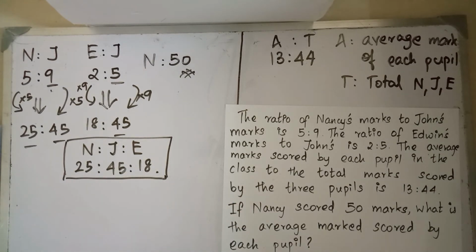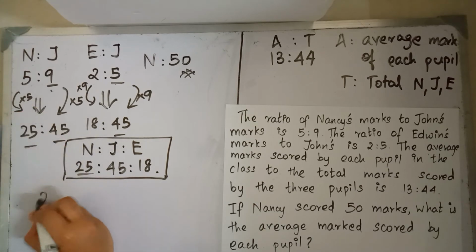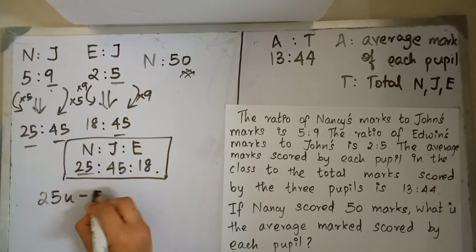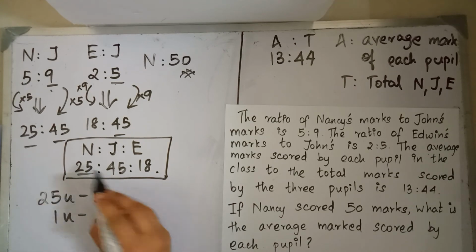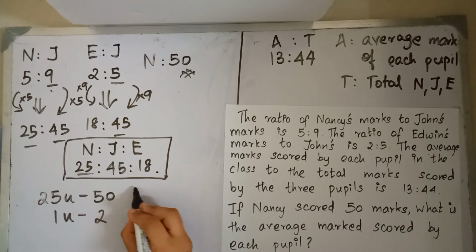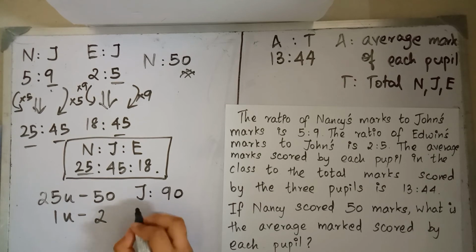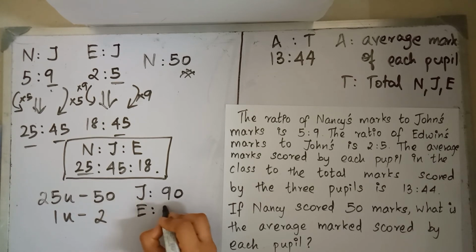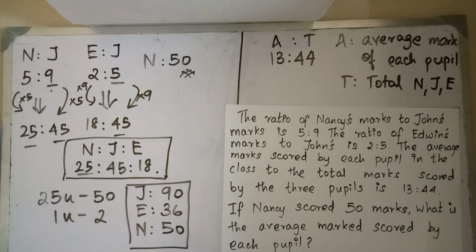Now the problem states that Nancy's mark is 50. So 25 units will be 50. 1 unit will be 2 marks. So we can find each of their individual marks. What will John's mark be? 45 into 2, 90. Edwin's mark will be 18 into 2, 36. And Nancy's mark is 25 into 2, which is 50. So we know the individual marks.